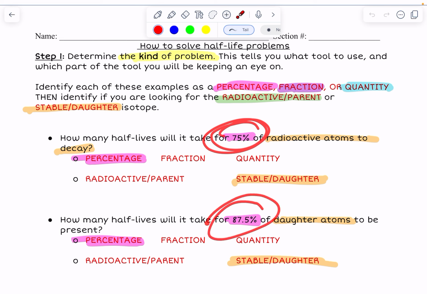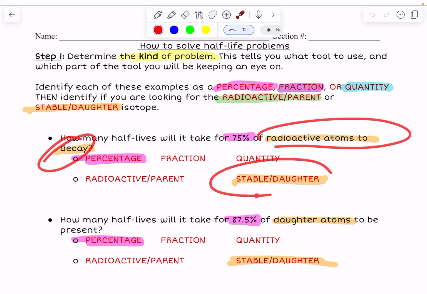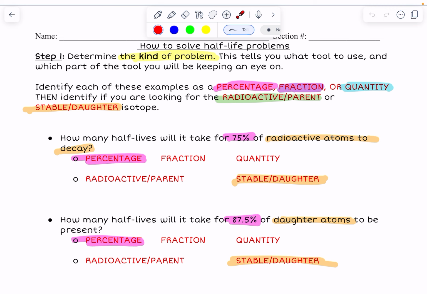We can see the first two have percentage signs, so we know those are percentage problems. This first one, we have to be careful when we read, though, because it says radioactive atoms, so that makes me think it's going to be parent. But if it says to decay, that actually means stable daughter. So you'll notice that I have color-coded that and marked it as stable daughter because it has that word to decay. Another way they could say that is just by saying daughter atoms.